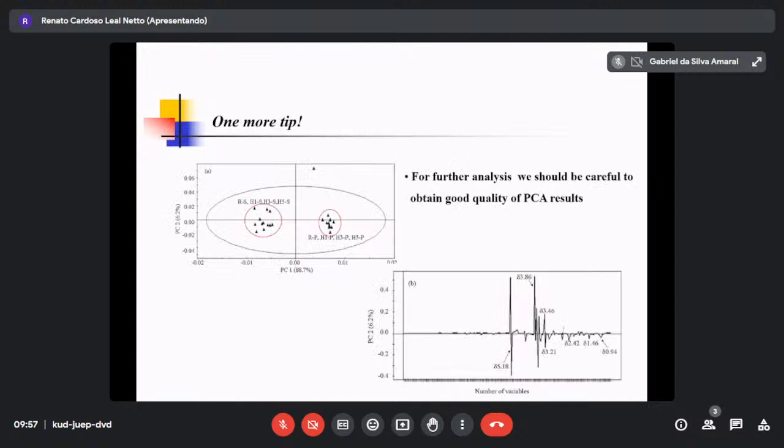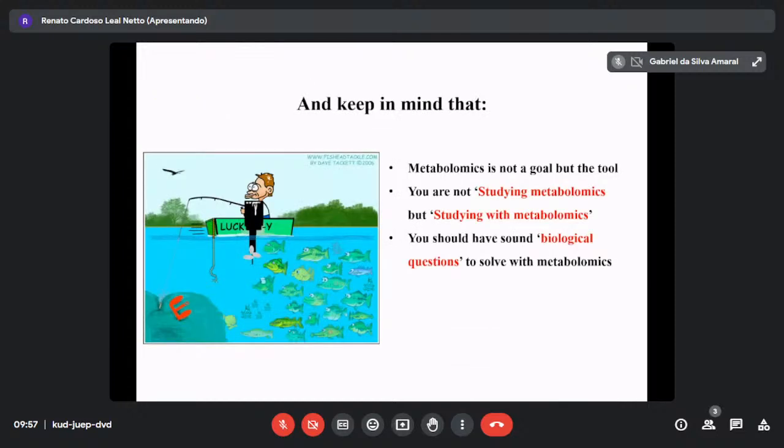Here, I already showed this one. If you want to delete some data to show off your result, there are several steps you have to follow. And keep in mind, metabolomics is not a goal, but a tool. You should not be proud that you learned metabolomics. You should be proud that you applied metabolomics to your research question, and studying metabolomics is not enough.